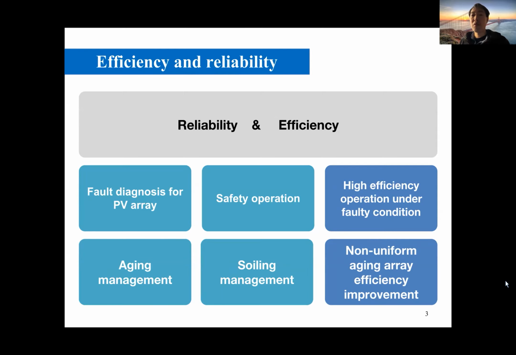In this slide, we will give you some information on the progress we have made in the research area, like fault diagnosis, safety operation, high efficiency operation under fault condition, energy management for larger scale PV arrays, soil management, and non-uniform aging PV array efficiency improvement. We have been working in these six areas for more than 15 years. So I will just share some information about it.